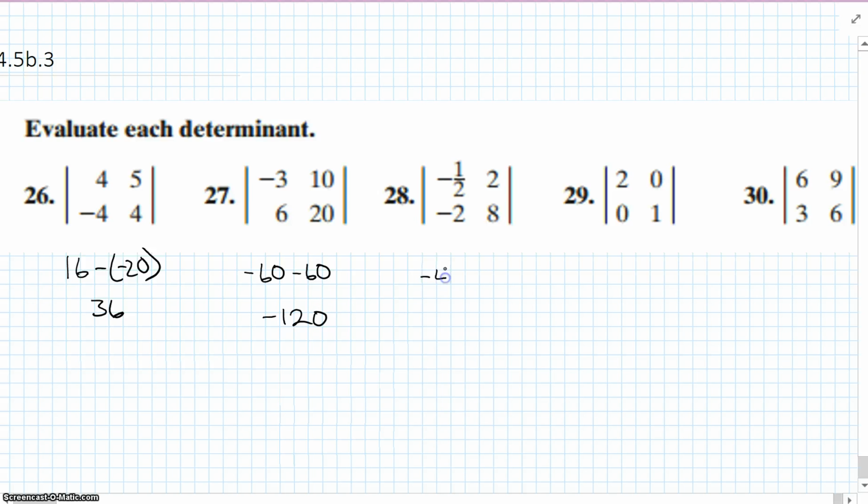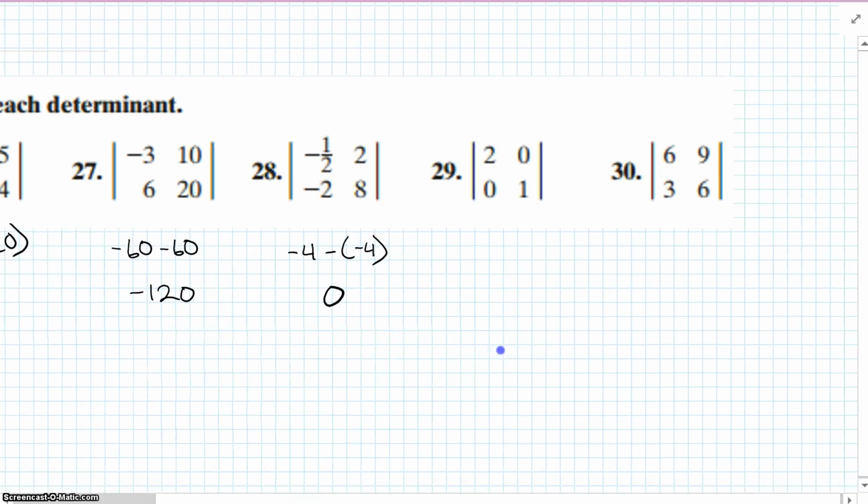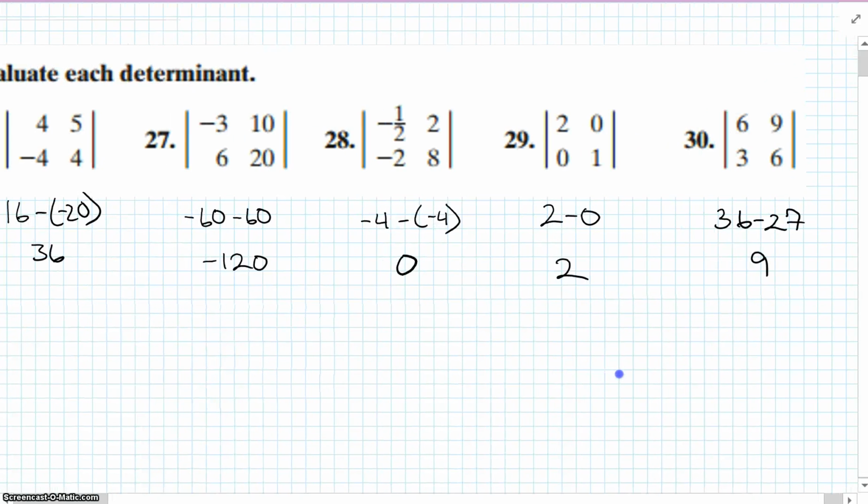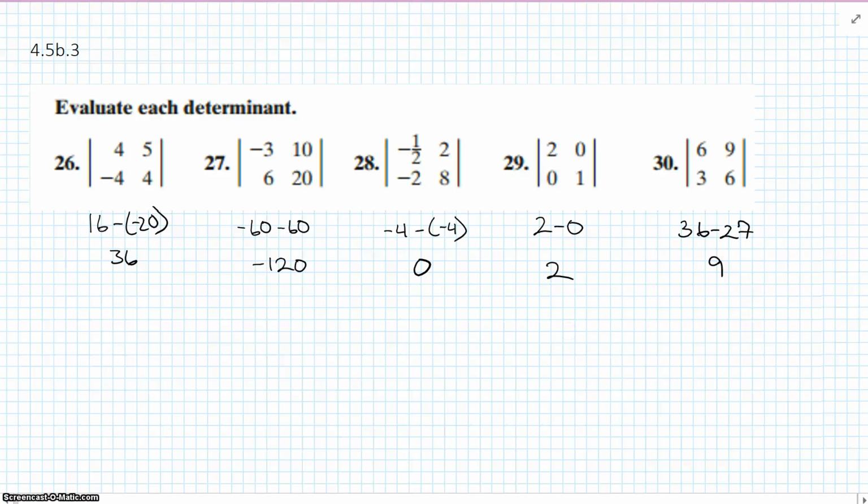This one's going to be negative 4 minus negative 4, so it's going to be 0. 29, that's going to be 2 minus 0, so that's going to be 2. And 30, that's going to be 36 minus 27, so it's going to be 9. So there are our answers quickly for 26 through 30. Just finding the determinant. Pretty easy, pretty simple.